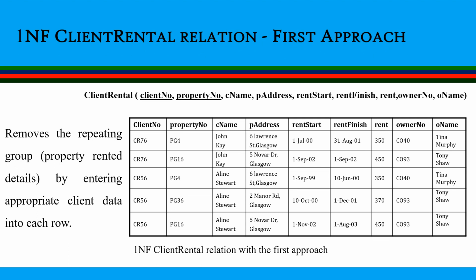So using the first approach, we are removing the repeating group by entering the appropriate client data into each row. For example, the property numbers PG4 and PG16 both belong to CR76, right? So the details will be entered for each property number. PG4 will be assigned the client details CR76 with the client name John K. Similarly, PG16 is also assigned the client details. So here we can remove the repeating groups by entering the appropriate client data into each row.